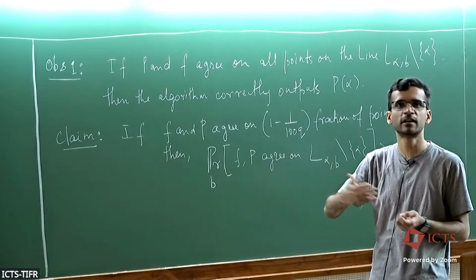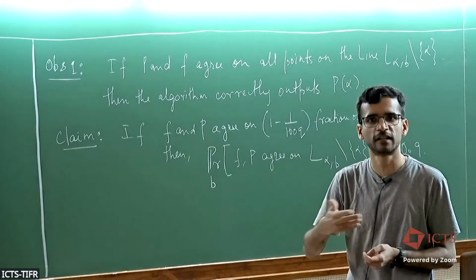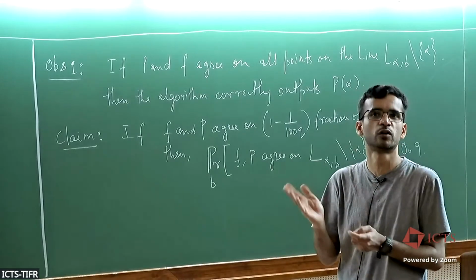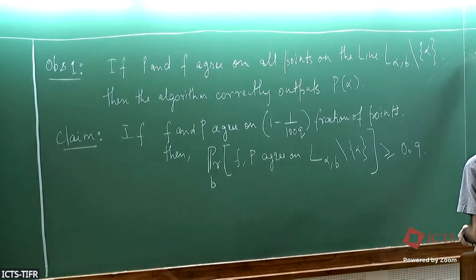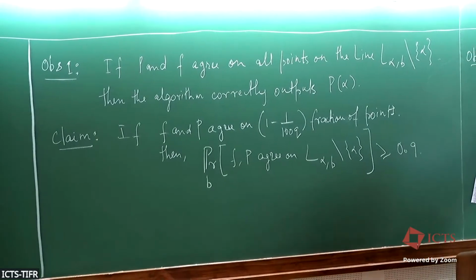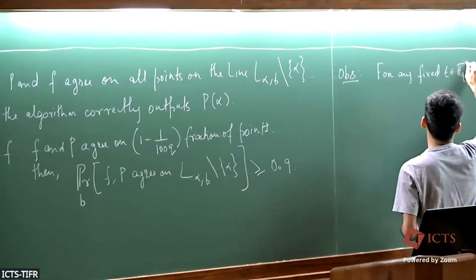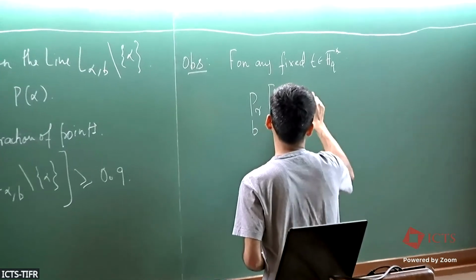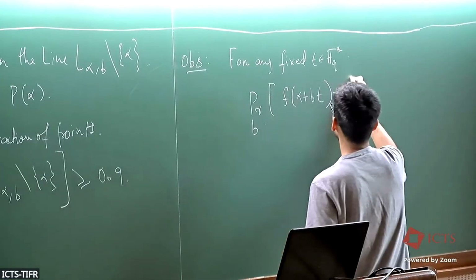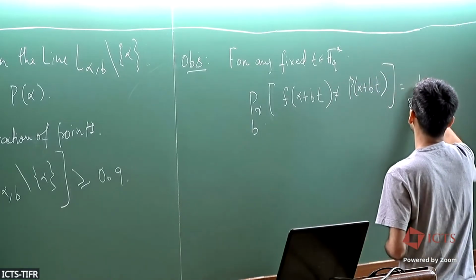So we can just do a union bound. The probability that there is an error at any of these points is about q times 1 over 100q, which is 1 over 100. Okay, so let me just write the observation. The observation is that for any fixed little t in Fq star, the probability over b that f of alpha plus bt is not equal to p of alpha plus bt is equal to 1 over 100.